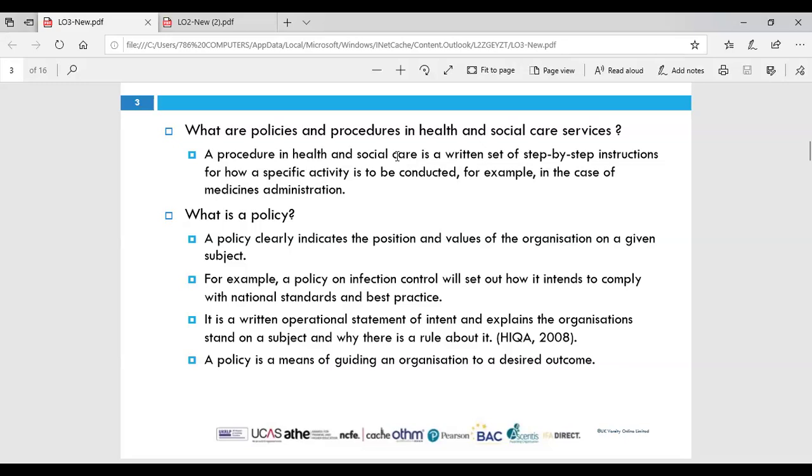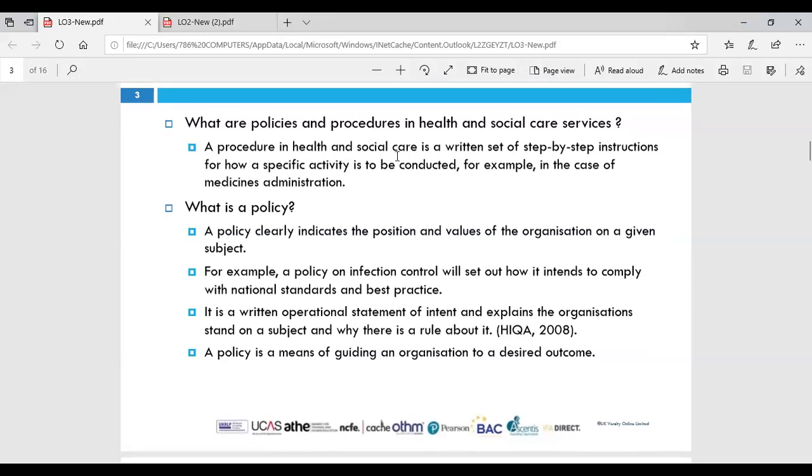And what is a policy? It's a clear document that indicates the position and values of the organization on a given subject. For instance, if there's a policy on infection control in a certain setup, how would the organization intend to comply with the national standards, and what would it do to achieve best practice? These are written operational statements and documents of intent, which explain the organization's stand on a subject and why there is a rule about it.